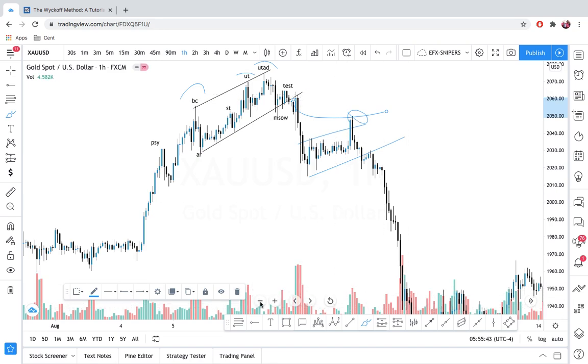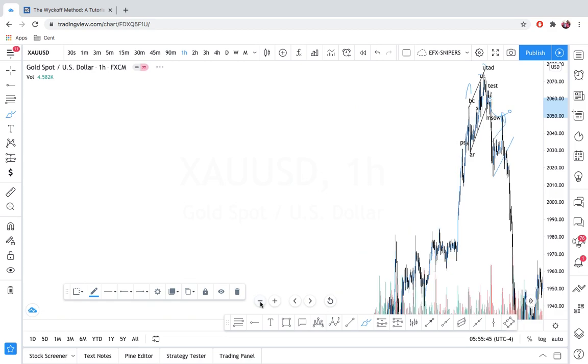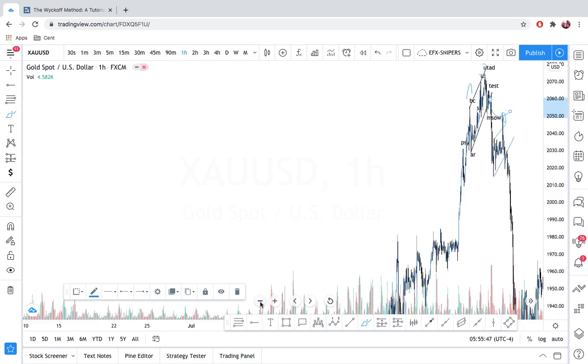So these are the things that you need to keep in mind. You need to try and understand what is happening in the market.